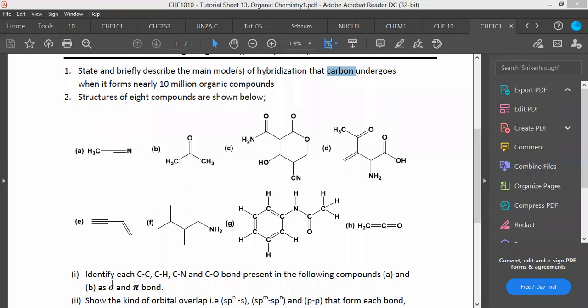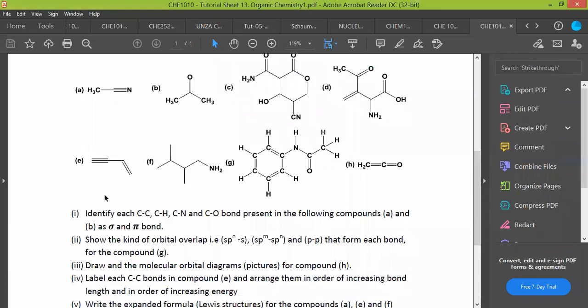So they are saying identify each CC bond, CH bond, CN bond, and CO bond present in the following compounds, A and B, as pi bonds and sigma bonds. Okay, so you have to identify them either as pi bonds or sigma bonds, and then show the kind of orbital overlap, that is SPN, SP, SPM, SPN. So this N should be represented by the hybrid type.